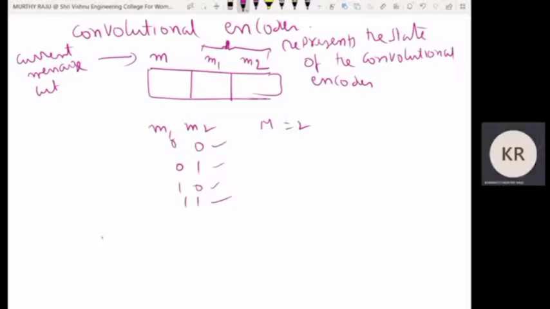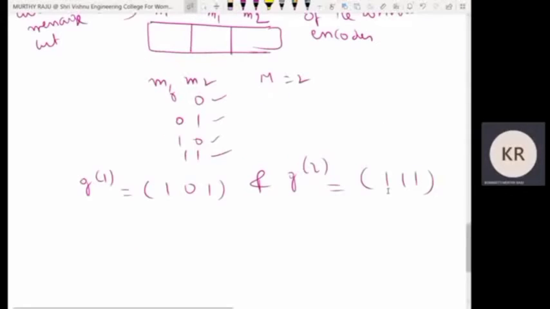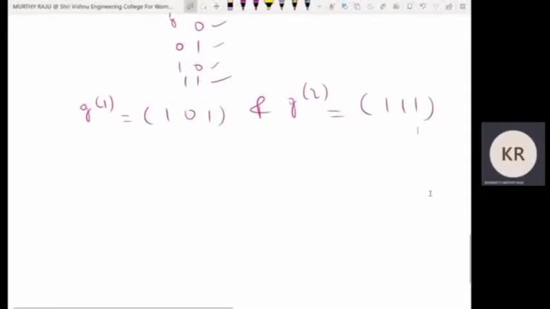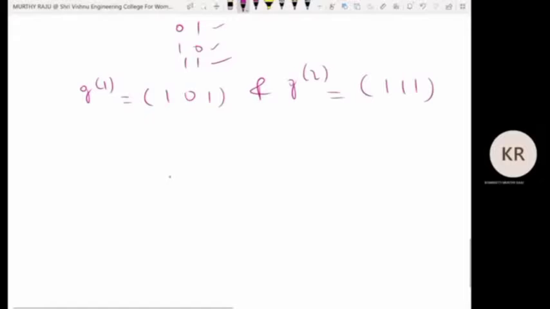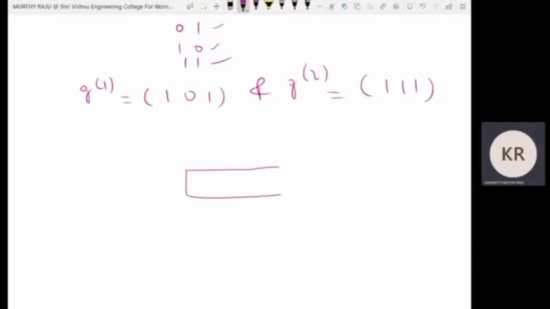Next, convolutional encoder design. With the help of generator sequences, G1 is equal to 101 and G2 is equal to 111. These values are mentioned in the given problem. By using these values, we design the convolutional encoder. With the help of constraint length, the registers are like that. 3 shift registers are used.